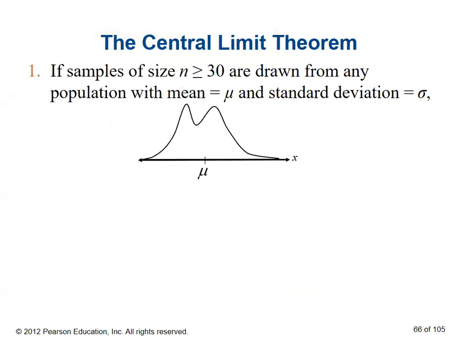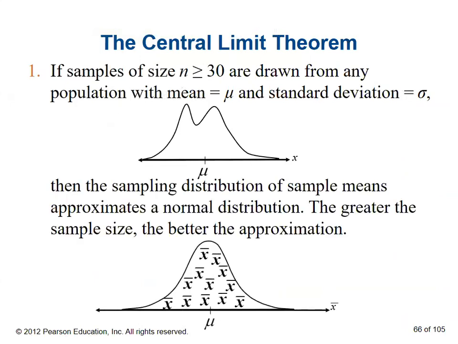So here's what the central limit theorem says. As long as my samples have at least 30, n is greater than or equal to 30 in my sample size, as long as it's that large, drawn from any population, even one that's not normally distributed, then here's what I know. The sampling distribution of sample means will approximate a normal distribution. And the greater the sample size, the better the approximation.